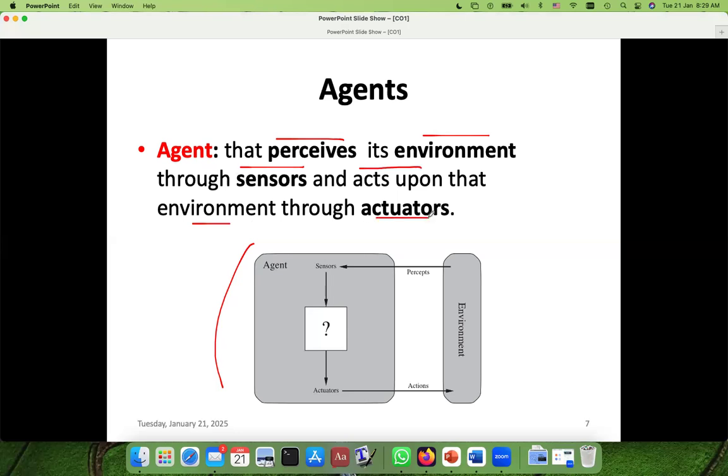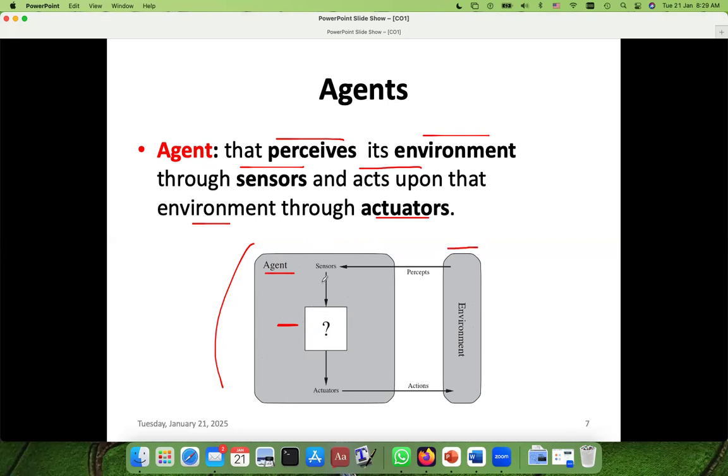How? Through actuators. Actuator is what? Actuator is hardware through which it can act upon the environment. So let's see this diagram. This component is the environment, and then this whole block is the agent, and this white small block is the processing part.